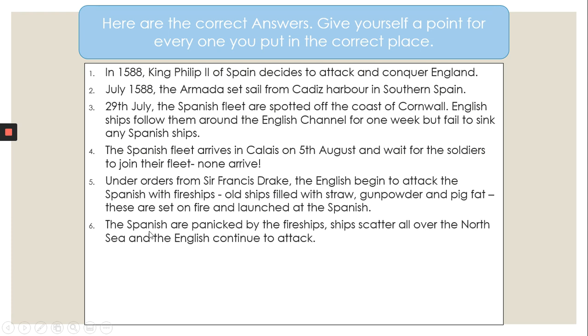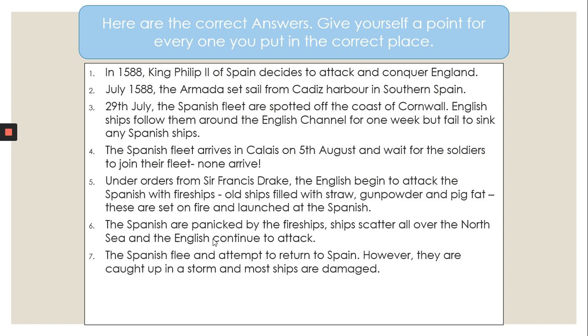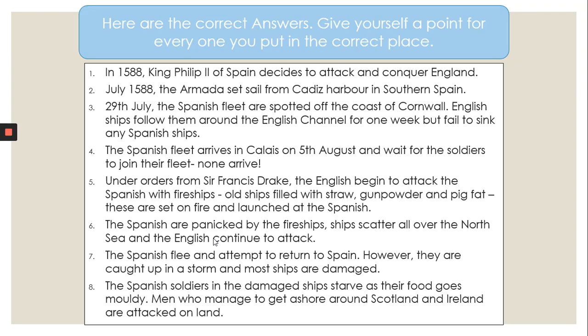The Spanish are panicked by the fire ships and they scatter all over the North Sea, and the English continue to attack while they are trying to run away. The Spanish flee and attempt to return to Spain. However, they are caught up in a storm and most of their ships are damaged. And the last one: the Spanish soldiers in the damaged ships starve as their food goes mouldy, and men who manage to get ashore around Scotland and Ireland are attacked as invaders. So they're attacked and killed. So give yourself a mark out of 8. How well did you do on the chronology challenge?